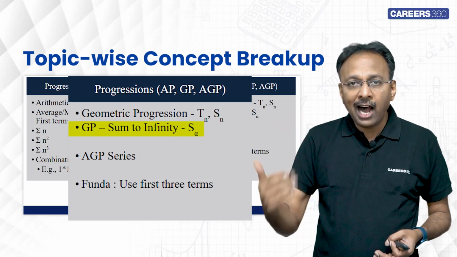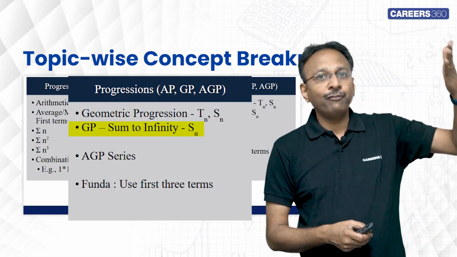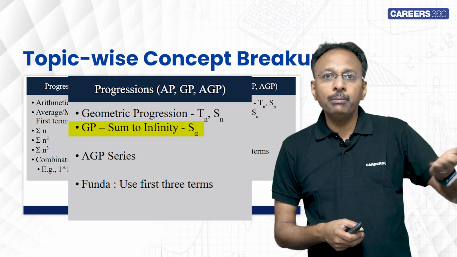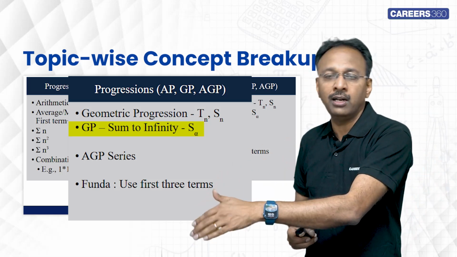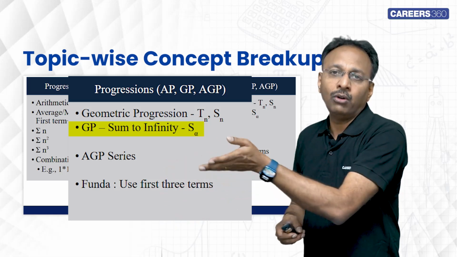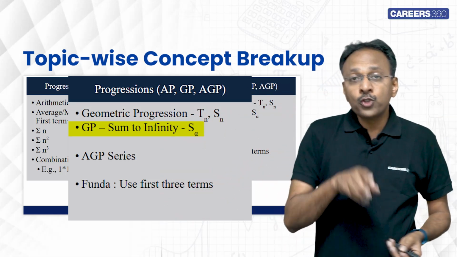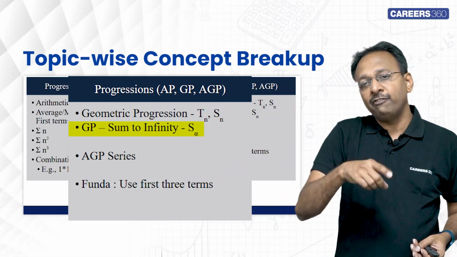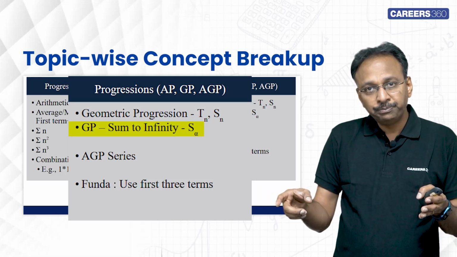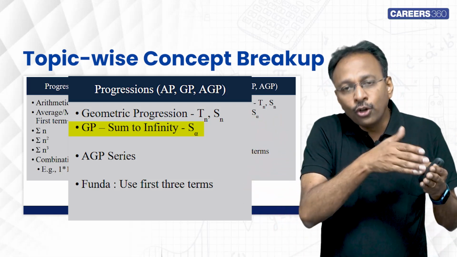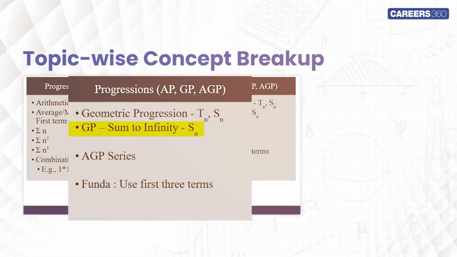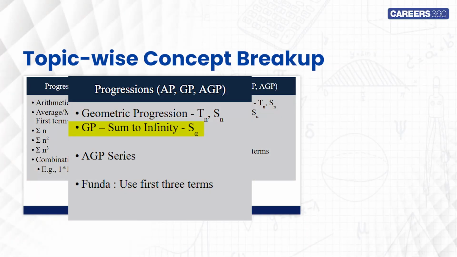For example, if it is half, you start with, let's say, 64, into half the next term will become 32, into half it will become 16, into half it will become 8, and it keeps going down. So if I'm multiplying by half for each of the terms, the R, which is the common ratio, slowly and steadily that number will become close to 0. And that is the reason why there is a concept called sum to infinite terms.